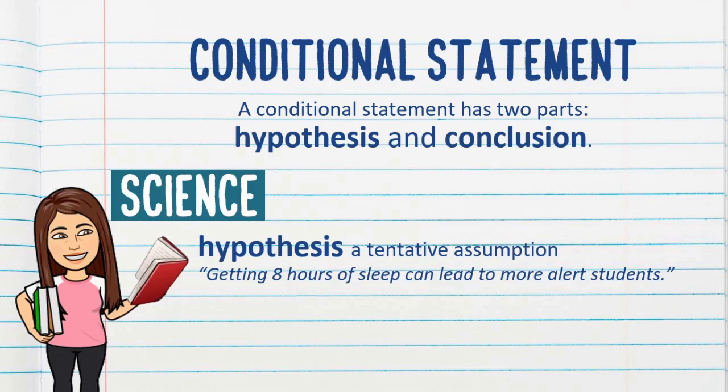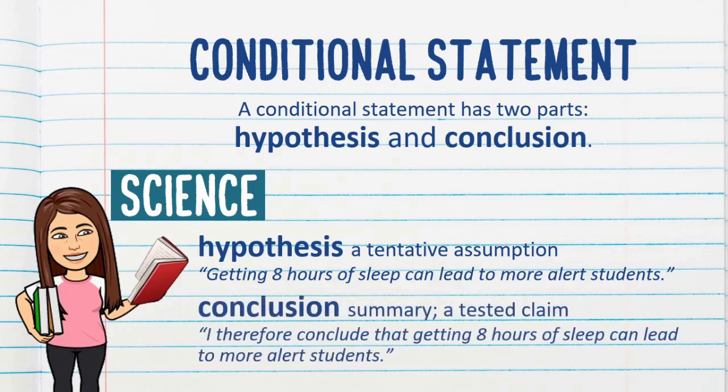So, we write down our hypothesis. For example, getting 8 hours of sleep can lead to more alert students. So, at this point, we do not yet know whether our hypothesis is true or false. That is why, what is our next step? Right? We gather our materials, we have our procedure, and then we perform the actual experiment, and then we have further studies and then our analysis, and then we will arrive at our conclusion.